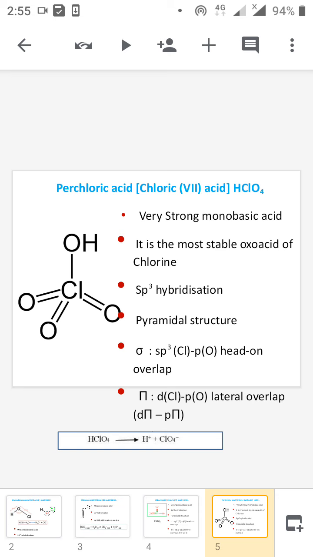As in the other cases, the chlorine also exists in sp3 hybridization, and the geometry is pyramidal. The three sigma bonds are formed by the sp3 hybridized orbitals of the chlorine atom and the p orbital of the oxygen, and the pi bond is formed by the d orbital of the chlorine and the p orbital of the oxygen atom. It is a lateral overlapping, and this bond is known as dπ-pπ bond. And HClO4 dissociates to form H plus and ClO4 minus ion. It shows that the compound is a monobasic acid.